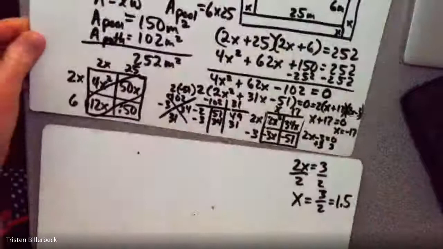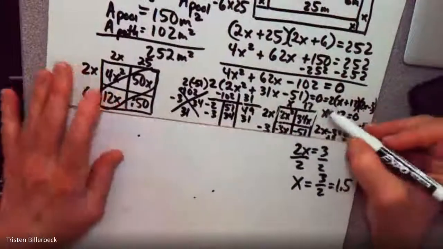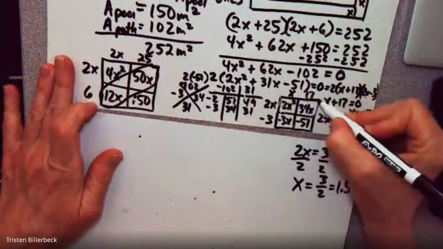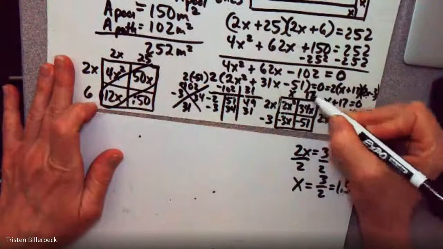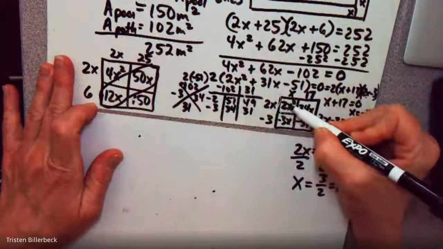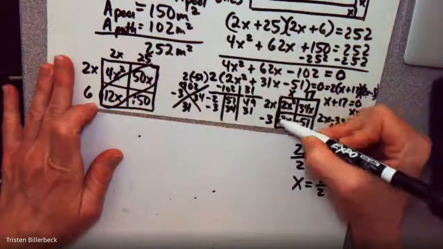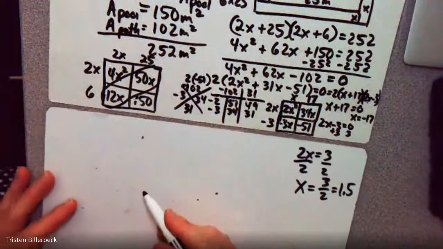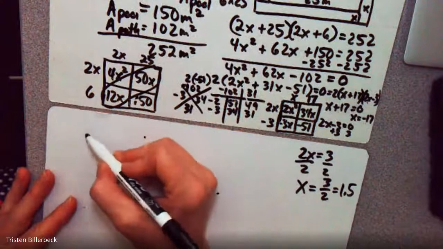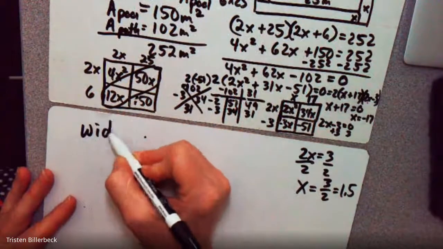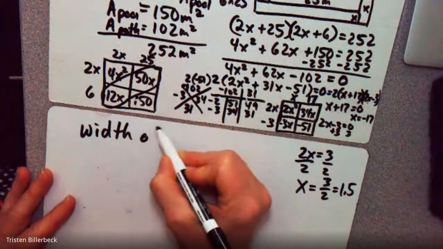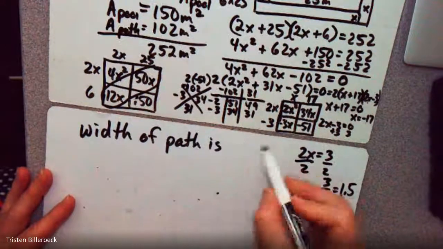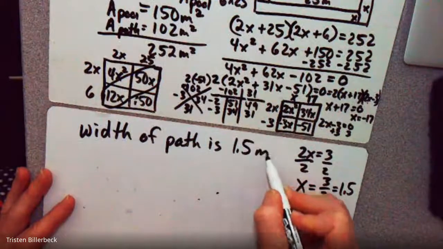So if we remember what meters seem to be in terms of feet, a meter is about 3 feet. So 1.5 would be about 4.5 feet if you're just approximating it. Okay, so that would make sense. So it would seem that the width of the path is 1.5 meters.